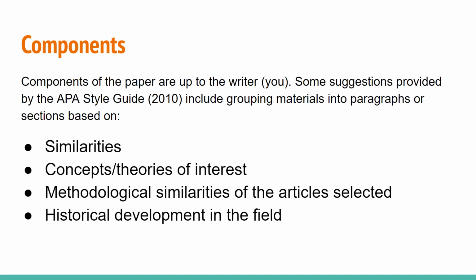The components of your literature review are up to you, the writer, but some suggestions are provided in the APA publication manual or the style guide. That includes grouping your content into paragraphs or sections based on similarities, concepts, theories of interest, maybe methodological similarities of the articles that are selected, so maybe all quantitative, all qualitative articles, or you could group it by historical developments in the field, so maybe something a little bit more chronological.